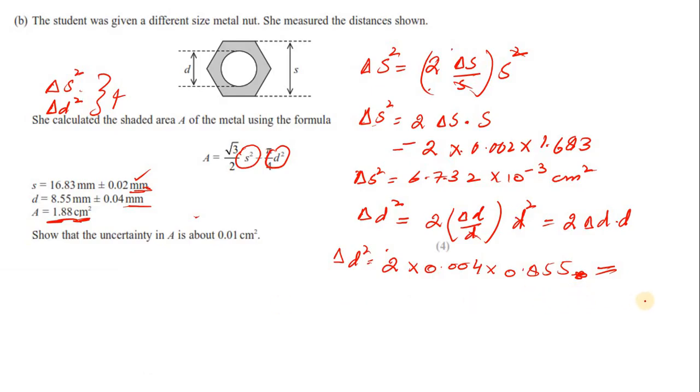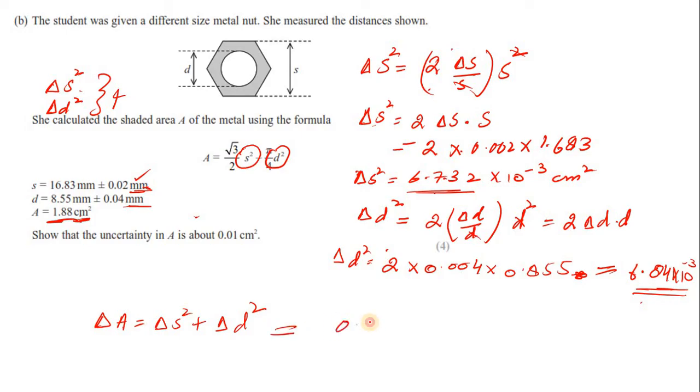Okay, so this is 6.84 into 10 to the power minus 3. So this is delta d square, and this is delta s square. So delta a would be equal to delta s square plus delta d square. Once you add them together, your answer will be equal to 0.013, which is approximately 0.01. That's what you need to prove.